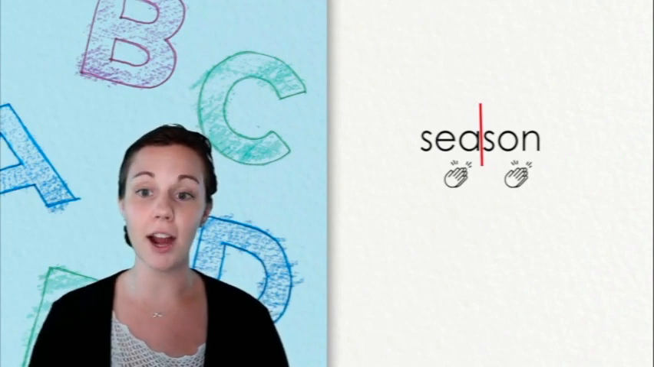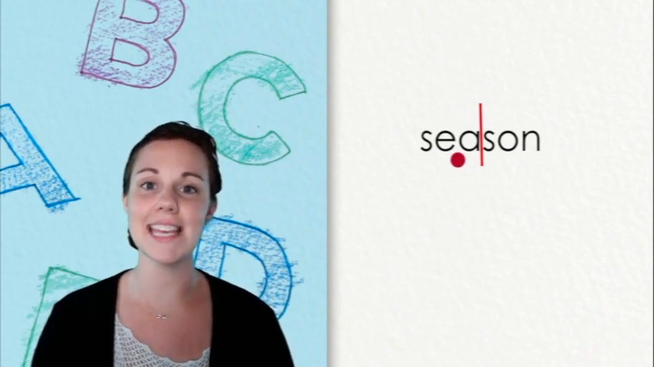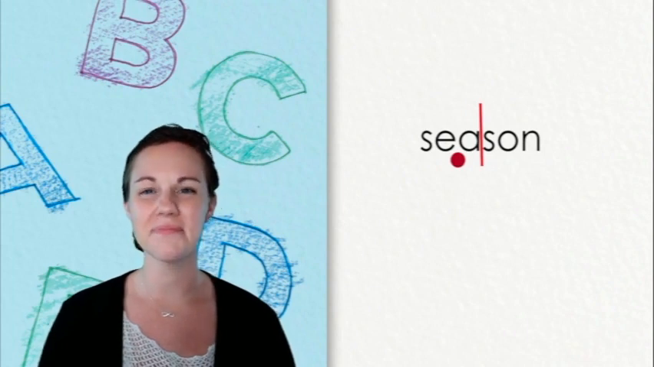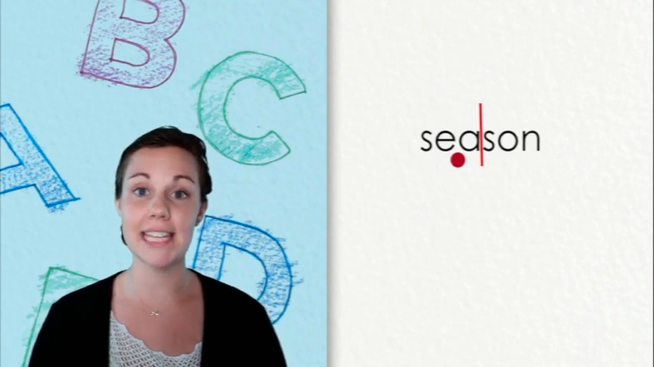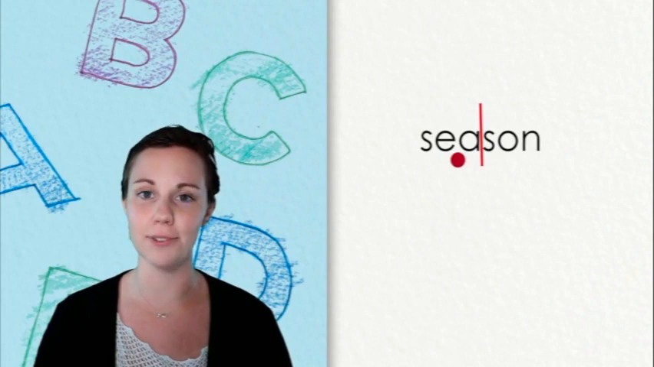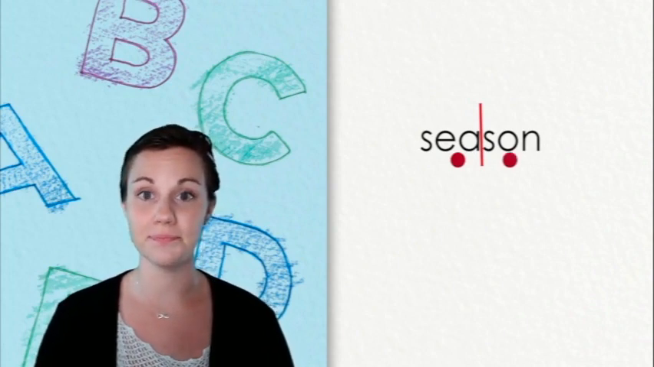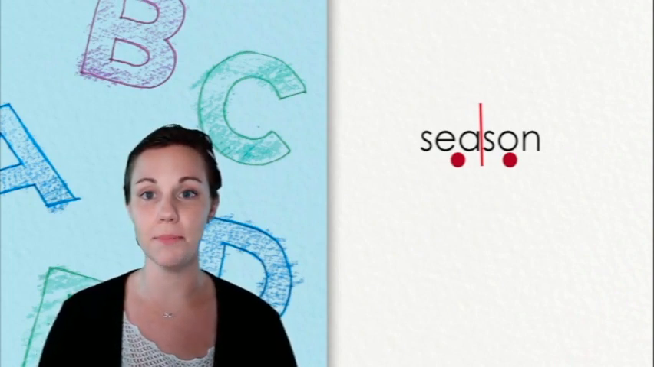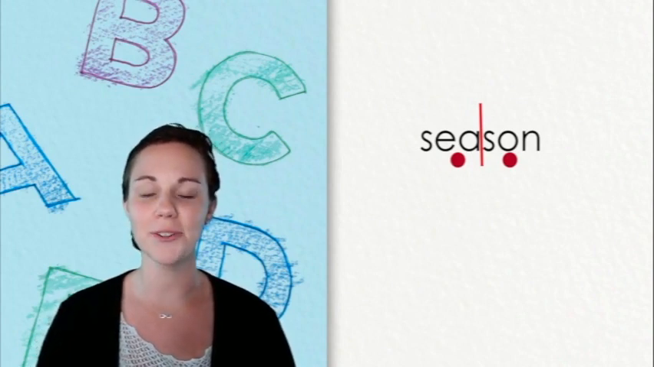So if we look at our first syllable here, we have see. What syllable type is that? You've got it. It's a vowel team. We learned that EA works together to make a long E sound. How about our second syllable, sun? Yes, it's a closed syllable because the N is closing in our vowel. Great work.